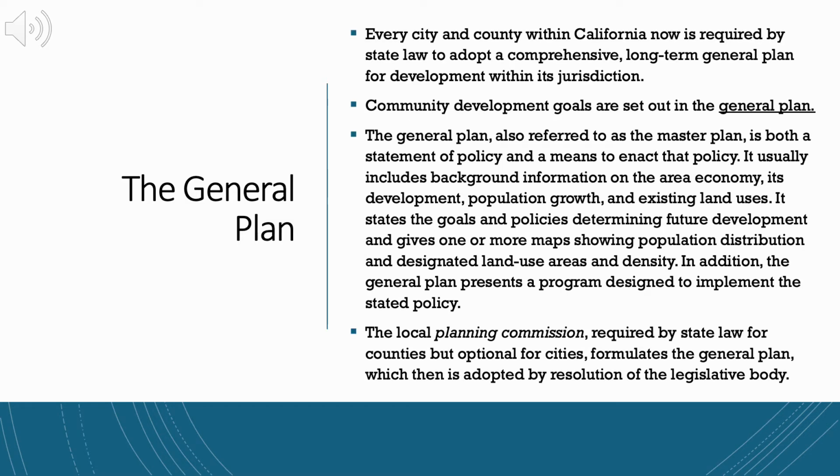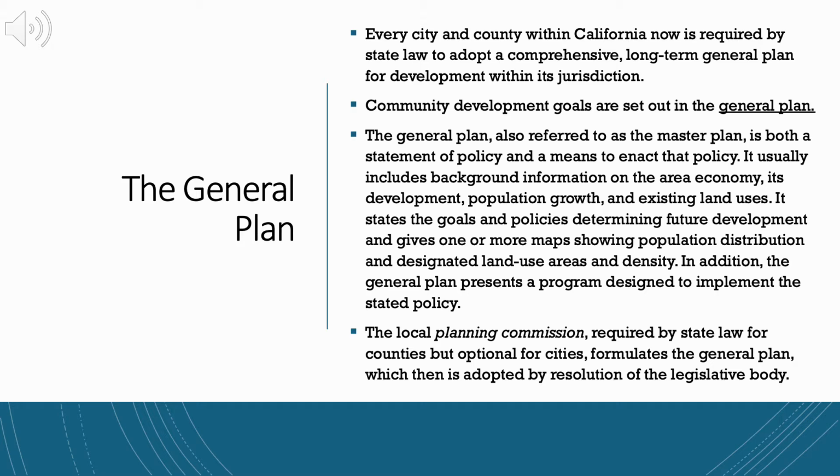Every city and county within California now is required by state law to adopt a comprehensive, long-term general plan for development within its jurisdiction. Community development goals are set out in the general plan. The general plan, also referred to as the master plan, is both a statement of policy and a means to enact that policy. It usually includes background information on the area economy, its development, population growth, and existing land uses.